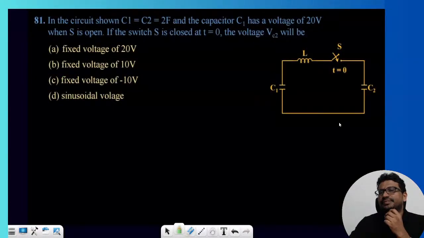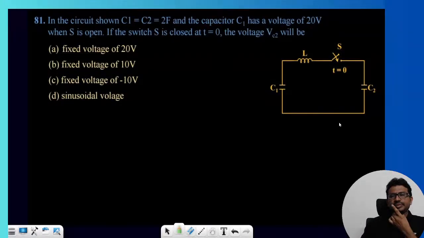Next one. In the circuit shown, C1 and C2 are given as 2 farads, and the capacitor C1 has a voltage of 20 initially. The switch S is closed at t equal to 0, and the voltage Vc2 is asked. So they have given initial values when the switch is open, and they are asking what will be the Vc2 after closing the switch.